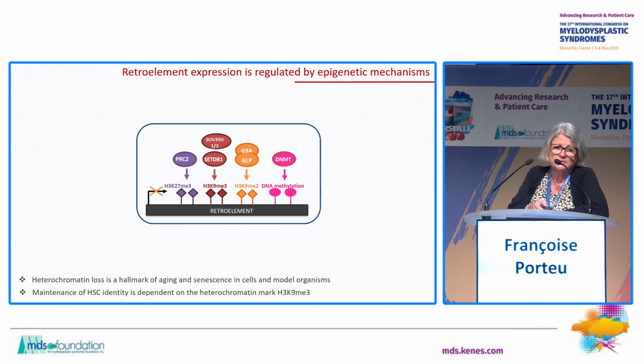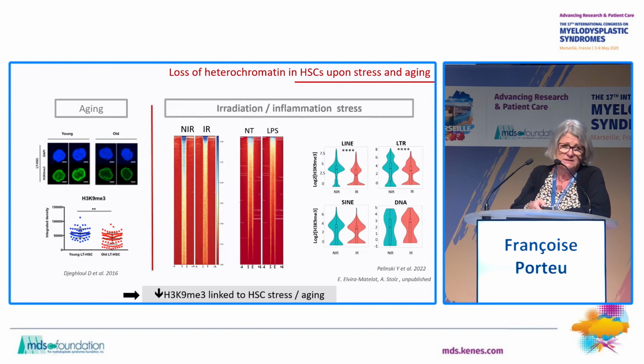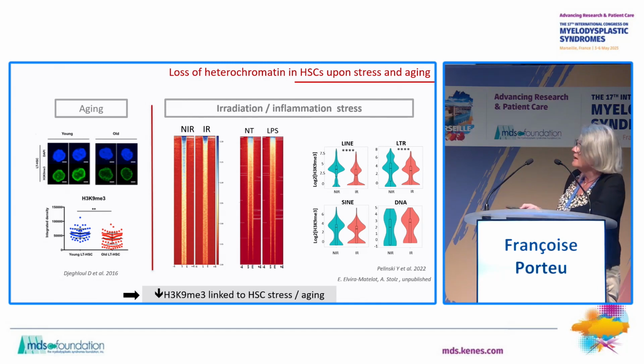And this heterochromatin is very important to maintain identity of the cells, and is a hallmark of aging and senescence in cells and model organisms. And this is also true in HSCs, where we found that during aging in human and mice HSC, there is a decrease of H3K9me3. And this is also true by a direct action of agents inducing premature aging of HSCs.